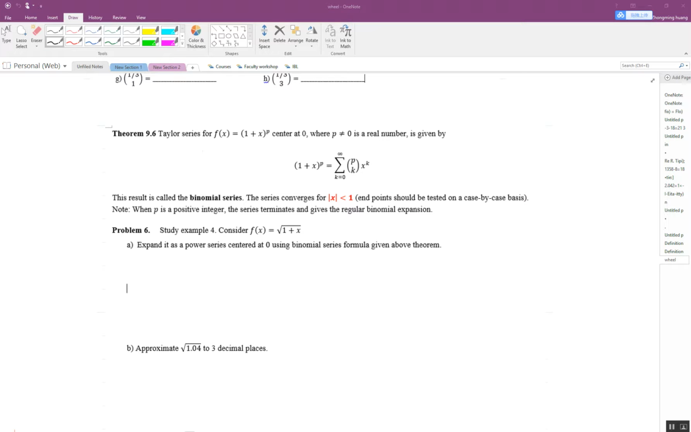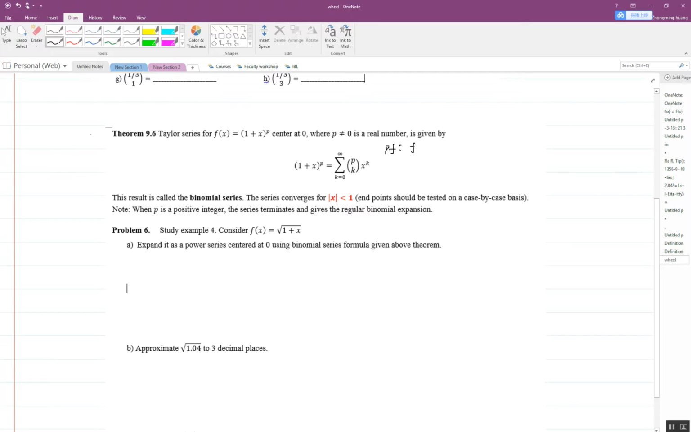Now let's take a look at a very nice result. For a function 1 plus x raised to power p, its Taylor series centered at 0 can be found by this formula. Because this formula involves a binomial coefficient, we call it the binomial series. Technically speaking, it's just a Taylor series. It just has a fancy name. And this result is actually pretty easy to prove, so here's a really short proof.